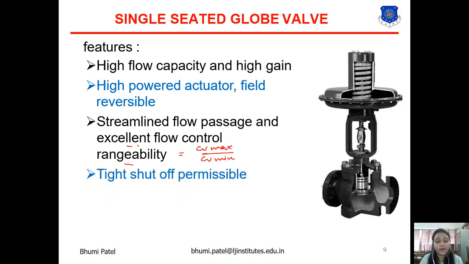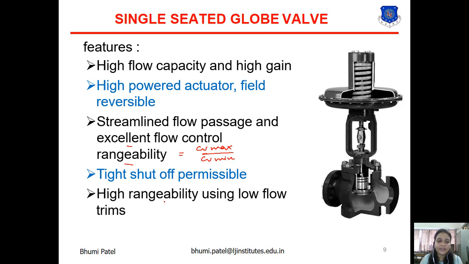Now the single seated valve is always used for tight shut off applications, and high rangeability using low flow trims. If the flow on the input side is low, at that time also we can get high rangeability in the single seated valve. Here you can see that this is the actuator, this is the valve body, this is the stem, this is the bonnet, here the seal is provided, this is the plug, this is the seat of the valve. So this is the basic construction of the single seated valve.